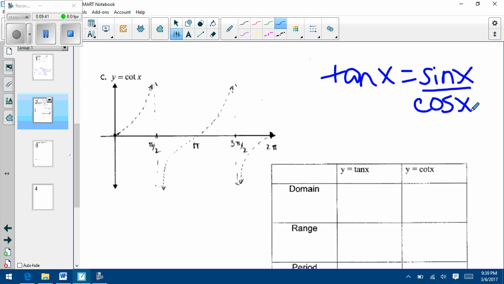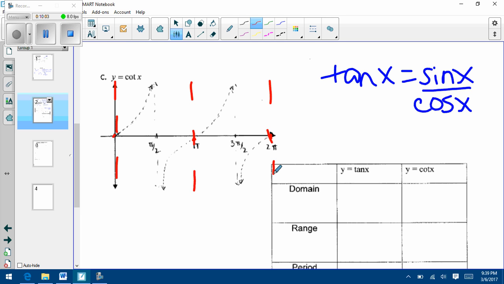So then if I were to take this knowledge and say, how do we figure out what the graph of cotangent looks like? Where tan equals 0, which is at 0, pi, and 2 pi, the graph of cotangent would be undefined. So we have an asymptote here at 0, at pi, and then at 2 pi.